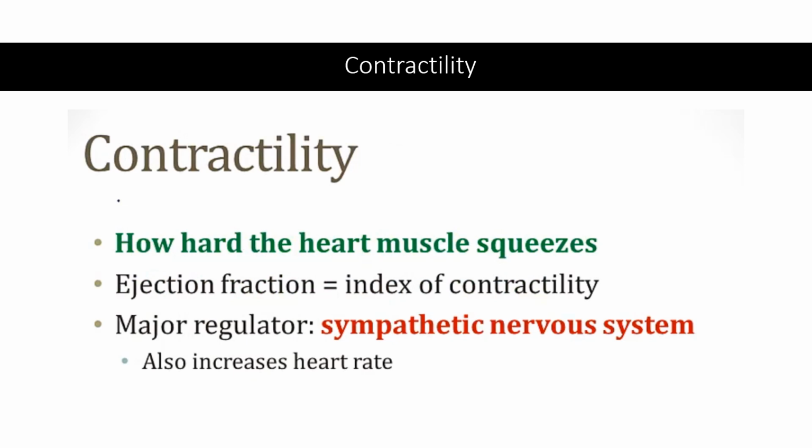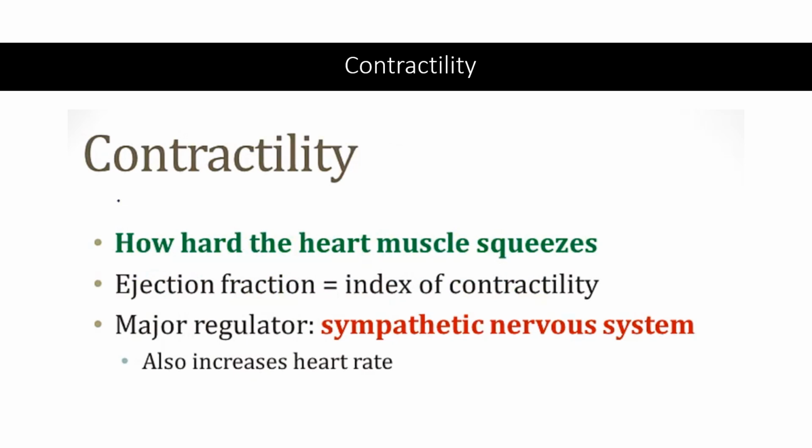So now coming to the contractility. So contractility is how hard the heart must squeeze. Okay, and this represents the ejection fraction. Remember what is the ejection fraction? It is basically the amount of blood pumped by the heart during one beat, or one cardiac cycle.